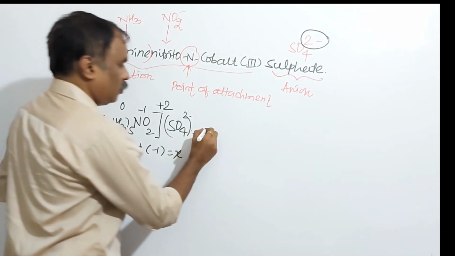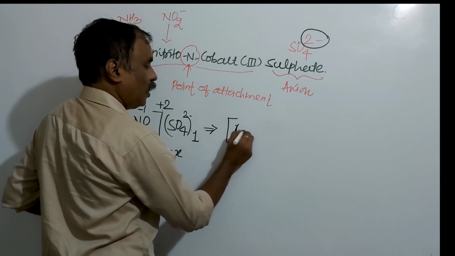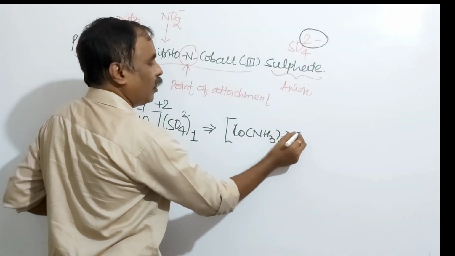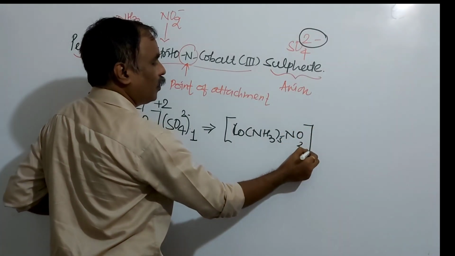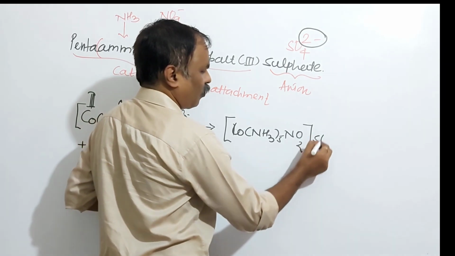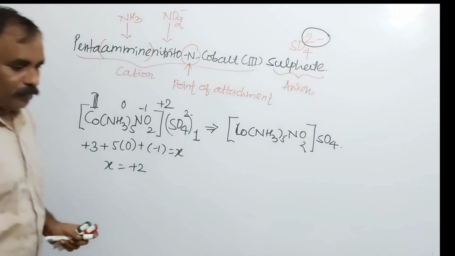And what is the structural formula? Cobalt, NH3, NO2. This is an ambidentate ligand, point of attachment is nitrogen. SO4. Next example.